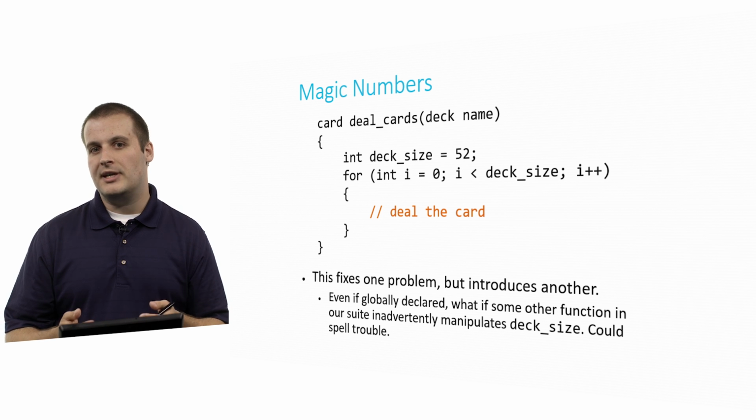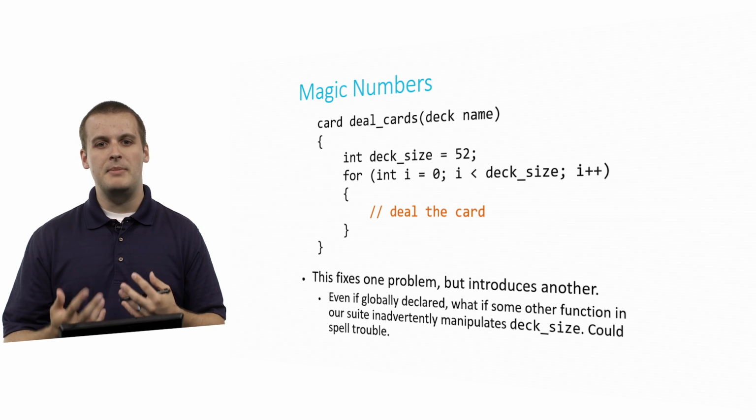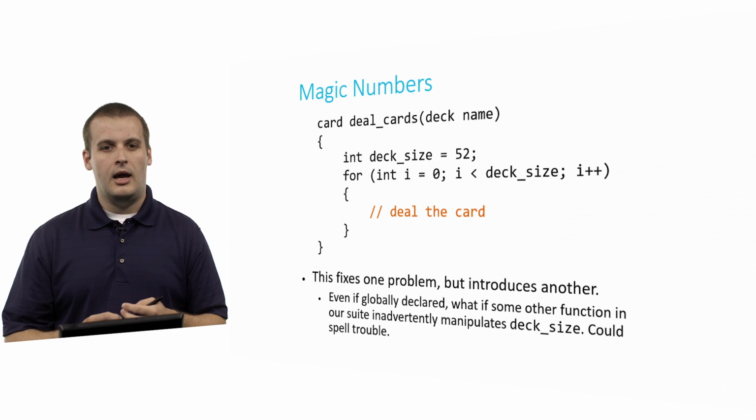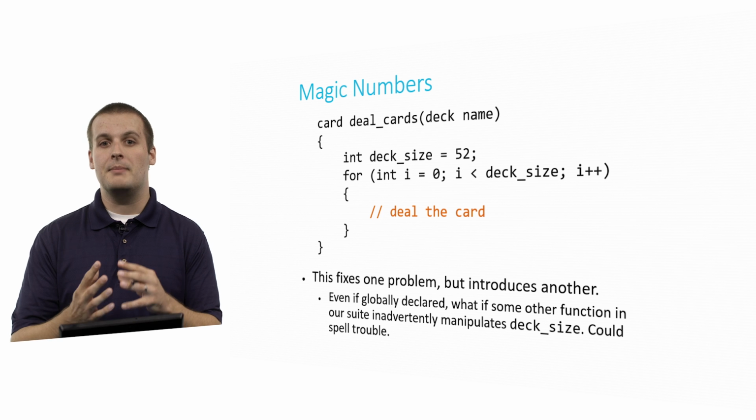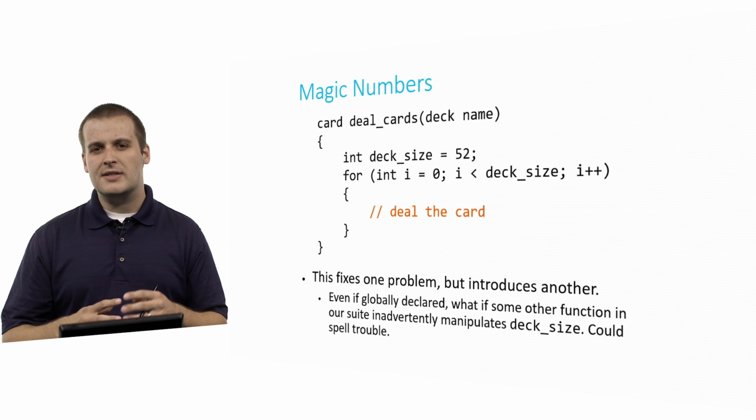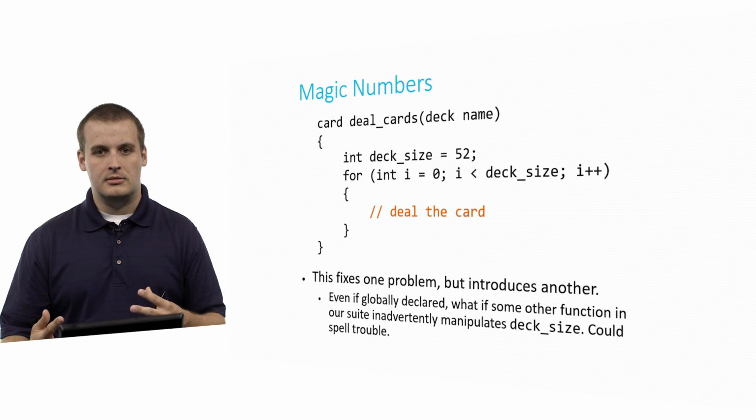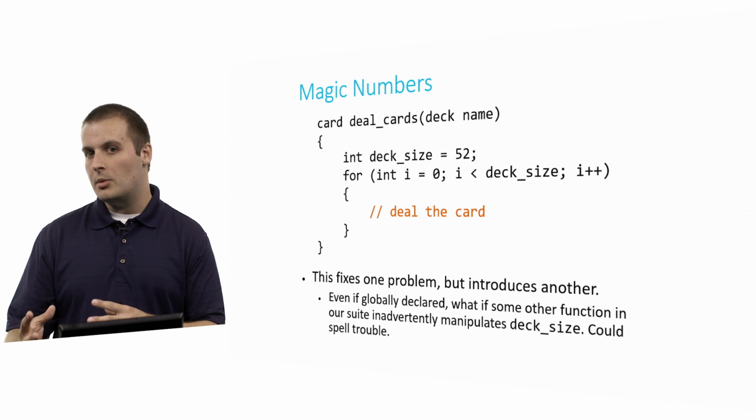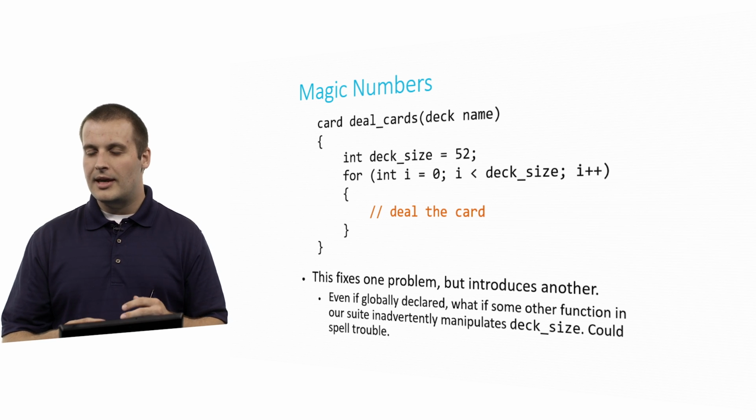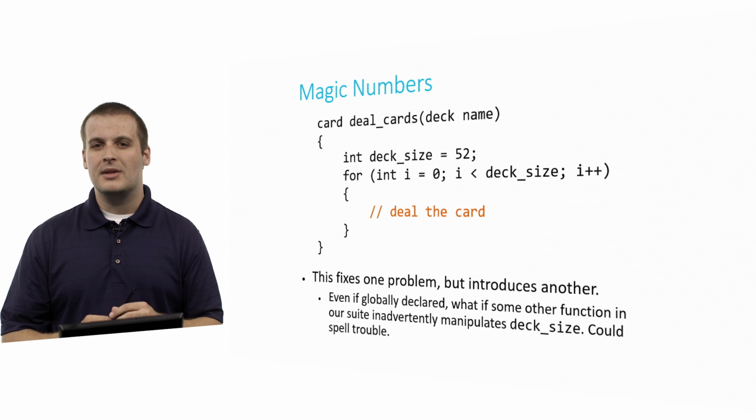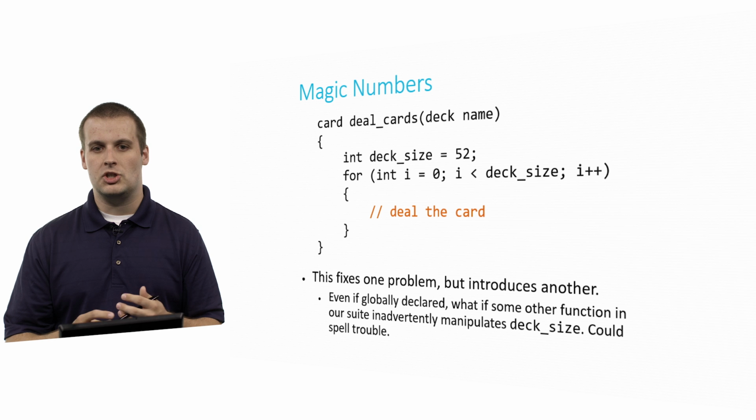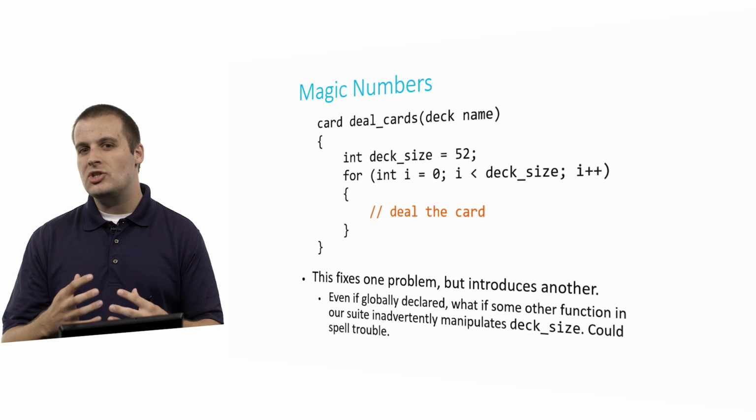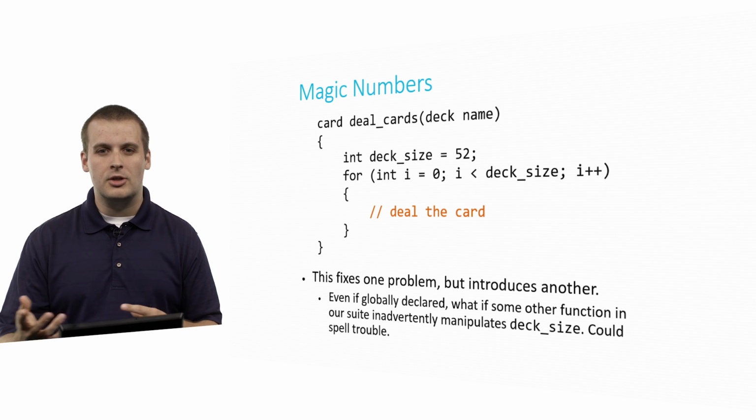Now, this does actually fix the problem. It does give some symbolic meaning to the constant. But it does kind of introduce another problem that might not be immediately apparent. Even if this variable is declared globally, do you recall what it means when we declare a variable globally versus locally? Even if we declare a variable globally, what if there's another function in our suite of functions that deal with card manipulation that inadvertently changes deck size, or it increases it by 1 or decreases it by 1? That could spell trouble, right?